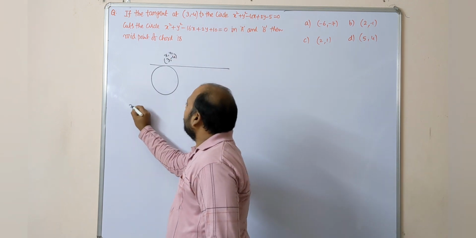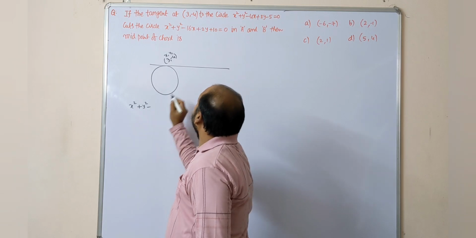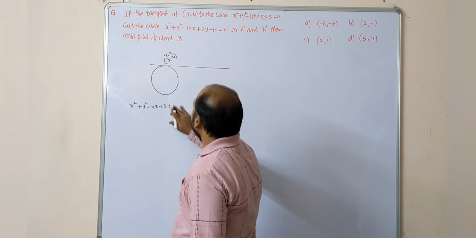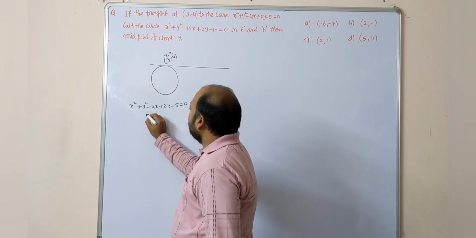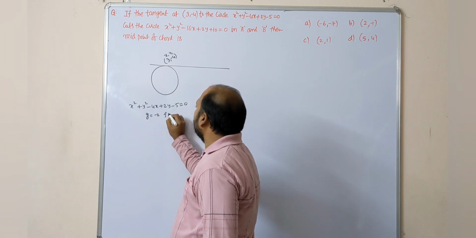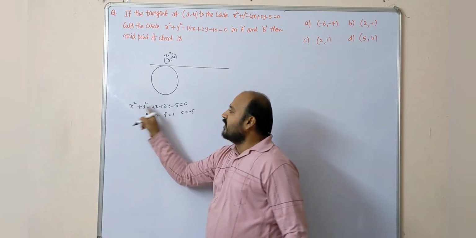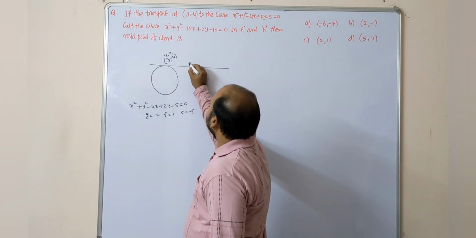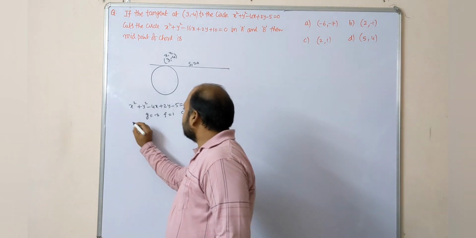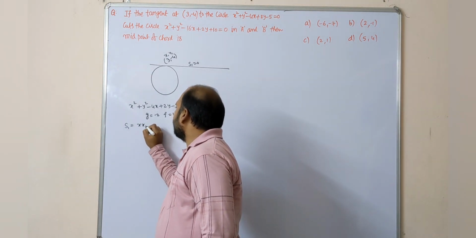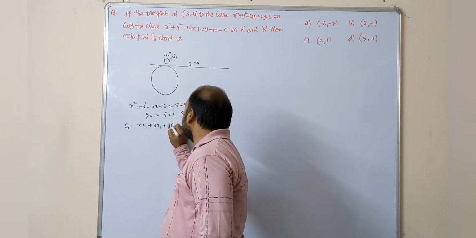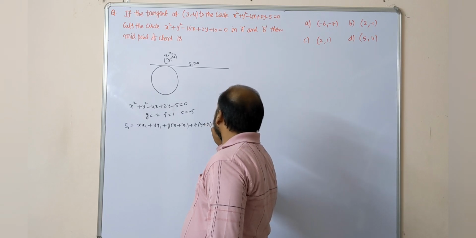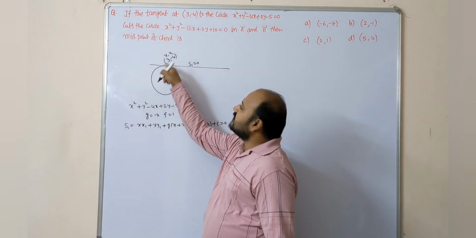First circle: x square plus y square minus 4x plus 2y minus 5 equal to 0. So here g equal to minus 2, f equal to 1, c equal to minus 5. Compare with the general equation of circle, dear students. For the tangent equation, S1 equal to 0 only, no? That is xx1 plus yy1 plus g into (x plus x1) plus f into (y plus y1) plus c equal to 0. x1, y1 is (3, minus 4).